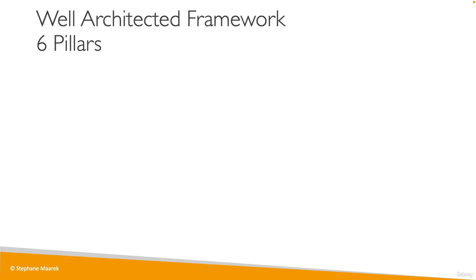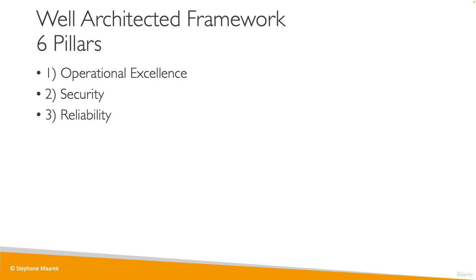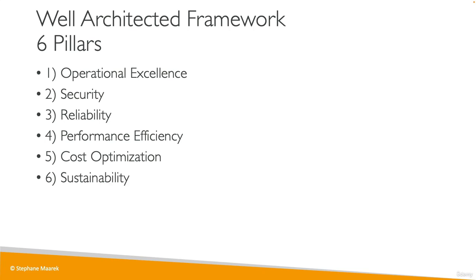So this is where the well-architected framework, which is made of 6 pillars, comes in. The first one is operational excellence. The second one is security. The third one, reliability. The fourth one, performance efficiency. Fifth one, cost optimization. And sixth one, sustainability. And the idea is that by acting on these 6 pillars, you are having good architecture on AWS.